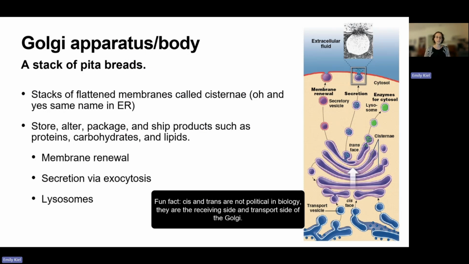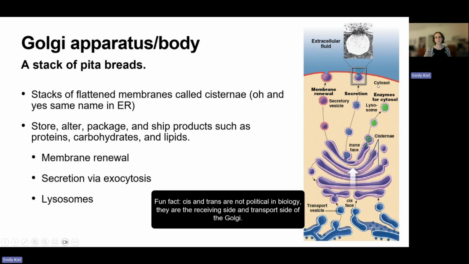a lipid. I kind of think of them as the Amazon fulfillment center. They'll get the materials, get it packaged, and then ship it out where it needs to go. It's also responsible for renewal of the cell membrane. Little pieces of vesicles from the Golgi body will go and actually replace the cell membrane that might be damaged or might need more.